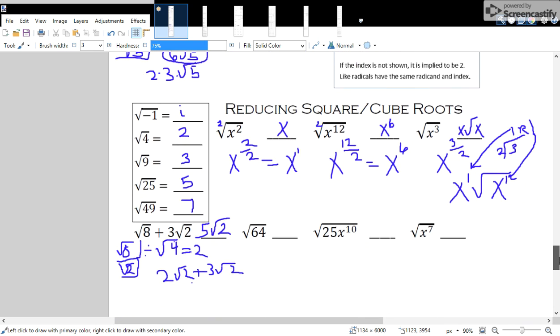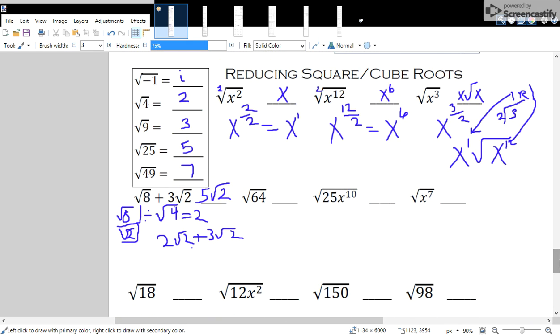Okay, let's go to the next page here. Reduce these square and cube roots. First, you will write these down. These are your perfect squares.